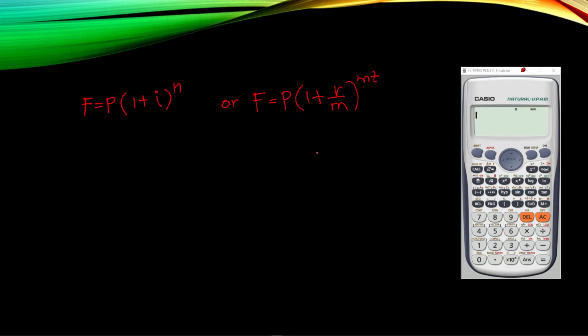Yung N naman natin is the total number of compounding periods. So, ibig sabihin, we have to consider kung ilang years siya. Yung M naman natin, yun yung mode of compounding. Kumbaga, pag quarterly, the M would be 4. For annually, yung M natin is 1. For monthly, yung M natin is 12, and so on. And then yung R naman is yung specified nominal rate, yung binigay sa problem usually. And then yung T is the number of years. Okay, so we have to take note ng mga variables na ginagamit natin.